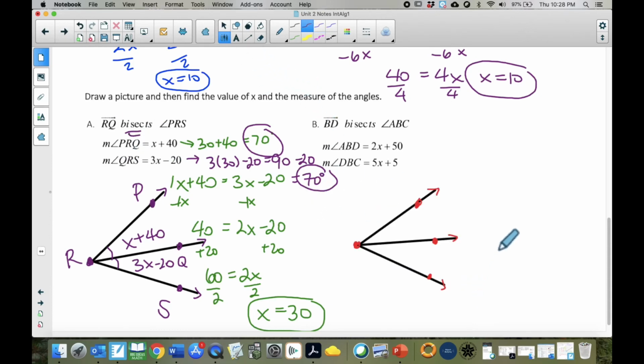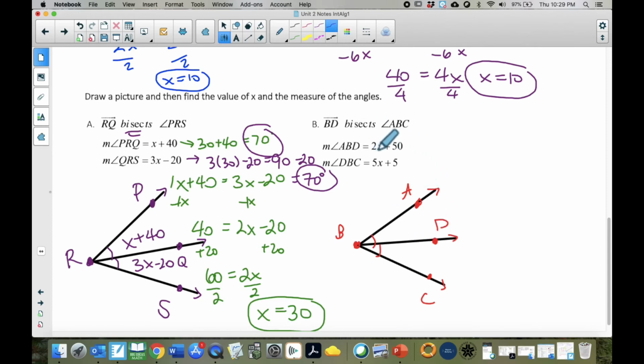All right, last problem. I've set up the diagram. Can you label it? Go ahead and put the letters where you think they belong. Okay, your diagram should look like this. Angle ABC is the larger outside angle, and it says BD bisects it. That means it cuts it exactly in half. So I'm going to label them that way.